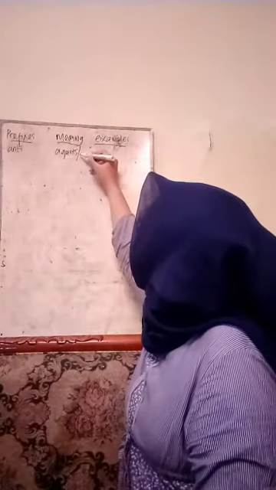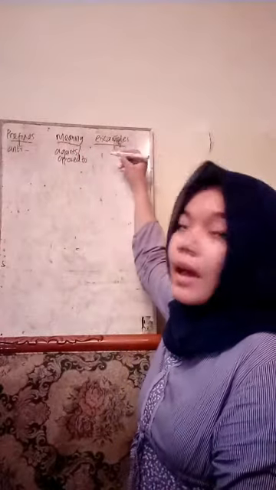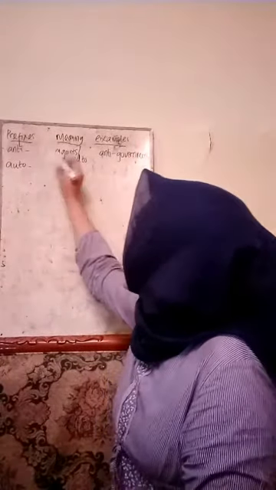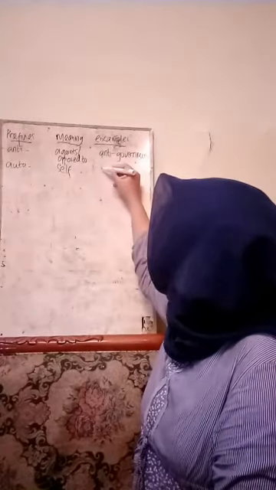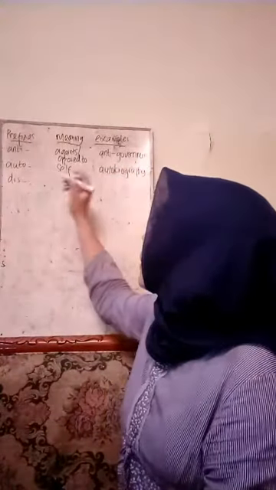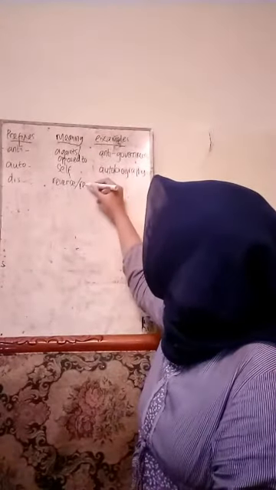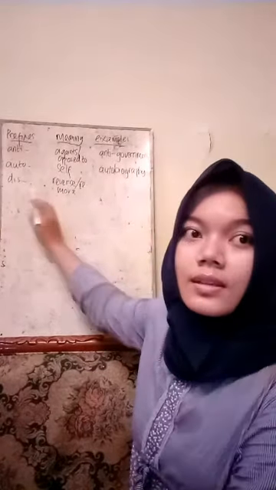Example of the prefix anti is antisocial. The next prefix is auto. The meaning of auto is for self. Example is autobiography. The next prefix is dis. The meaning of dis is remove or opposite. The example of a word based on the prefix dis is disagree.